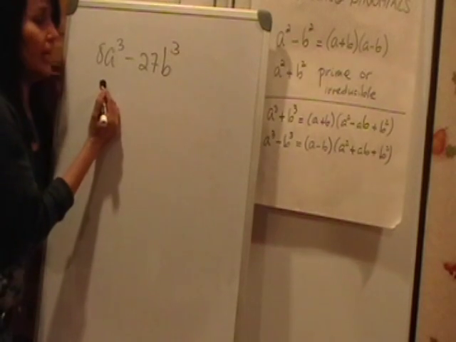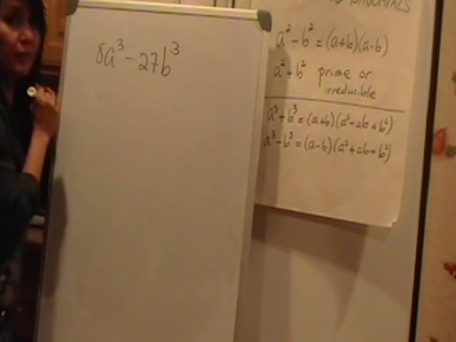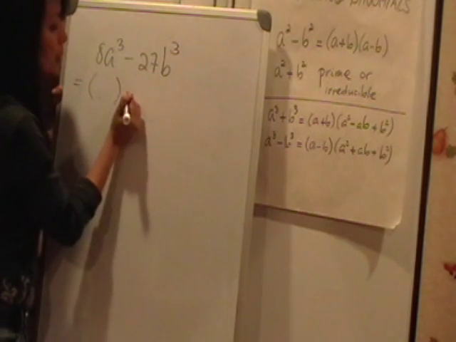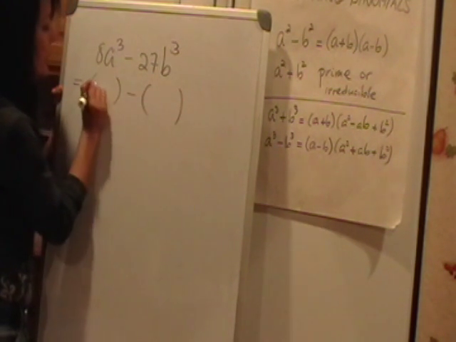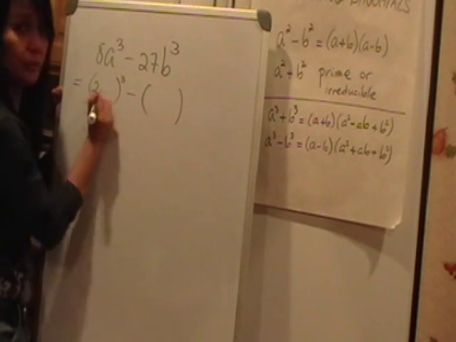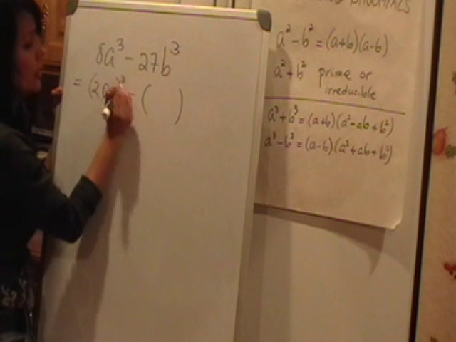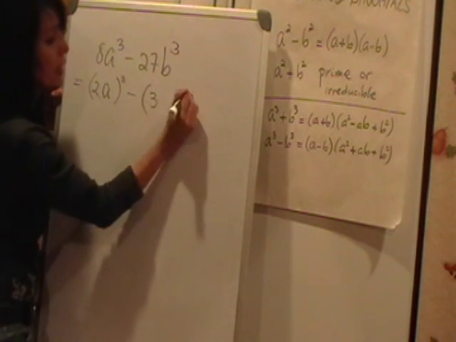Okay, so if I have 8a cubed minus 27b cubed, we'll see if it really is a cube minus another cube. So let's see, 8 is 2 cubed, right? 2 cubed is 8. A to the 1 to the 3rd, that's a cubed. 27 is 3 cubed.